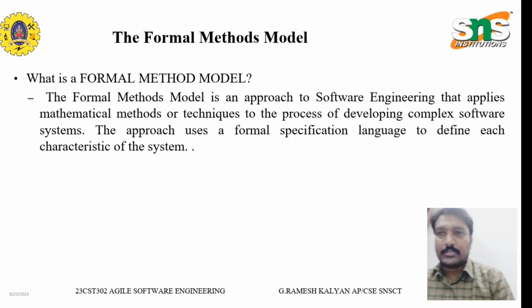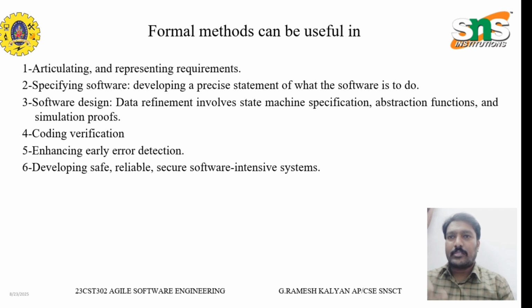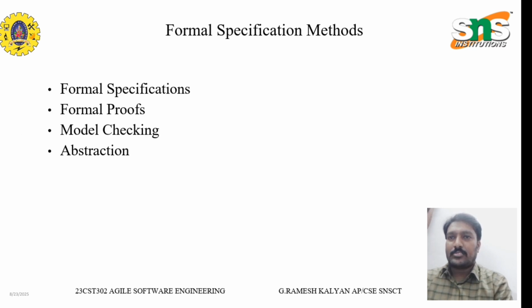The next one is the formal method. As we saw previously, formal method is an approach in software engineering that applies mathematical methods, equations or techniques to develop a software system. Some of the activities involved are articulating and representing requirements, specifying the software, design, and code verification, followed by error detection, and finally developing and deploying the software system. Some of the specification methods used are formal specification, proofs, model checking, and abstraction.